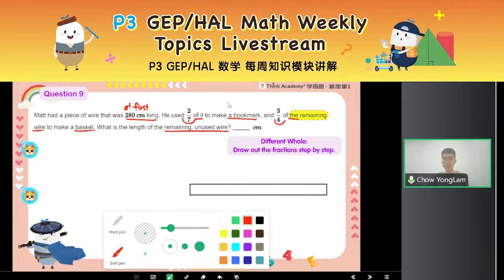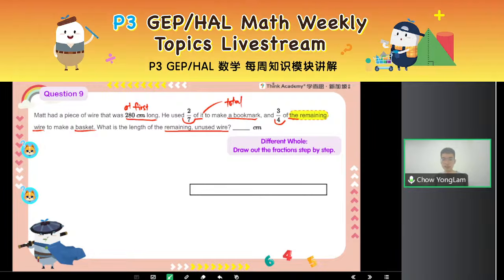2/7 of the total. So this is referring to the initial total. So we focus on labeling out 2/7 first. So that we label 7 parts. These 7 parts, you also know the total length, right? The total length is 280 cm, right? So first, label 7 units, and the total is 280. From that, you can find out, oh, I use 2/7 of it on a bookmark. So you label 2 units for the bookmark.